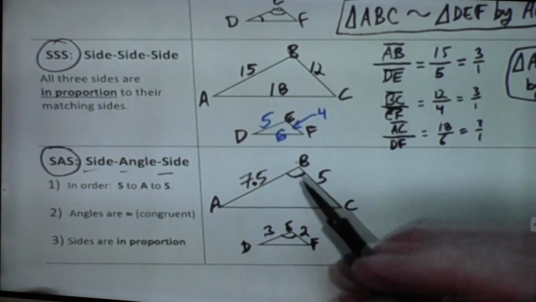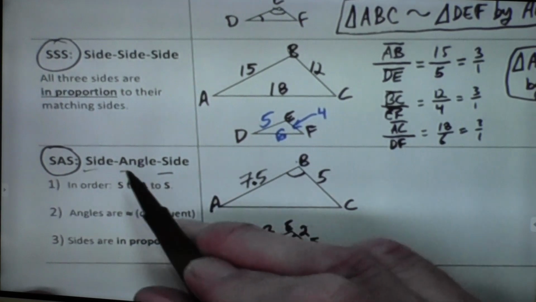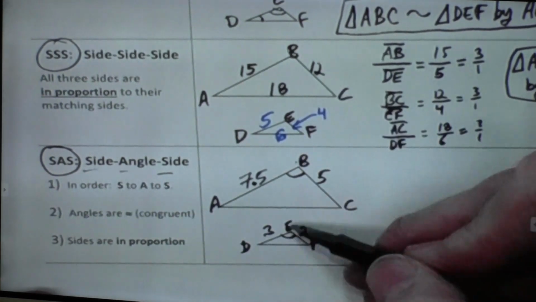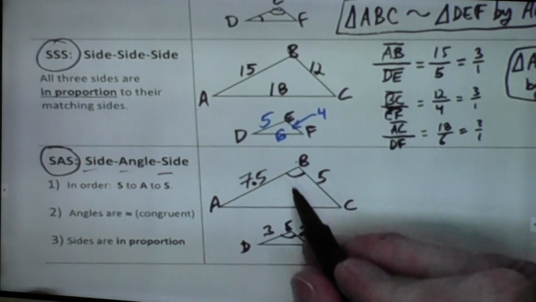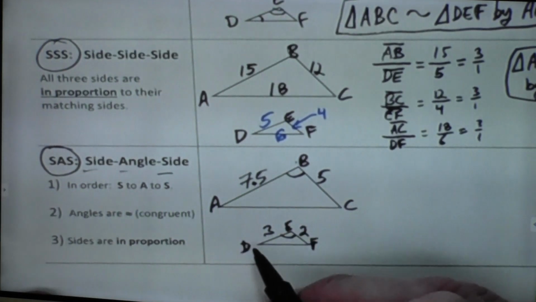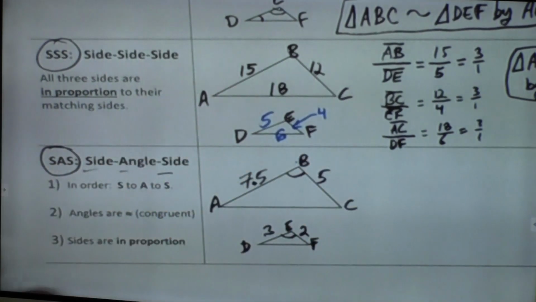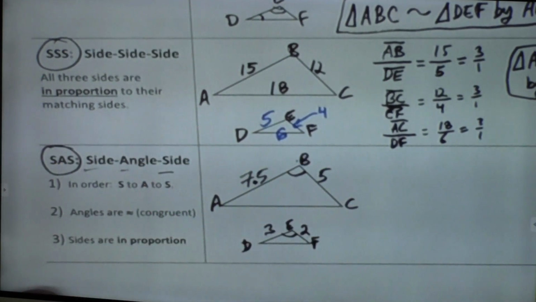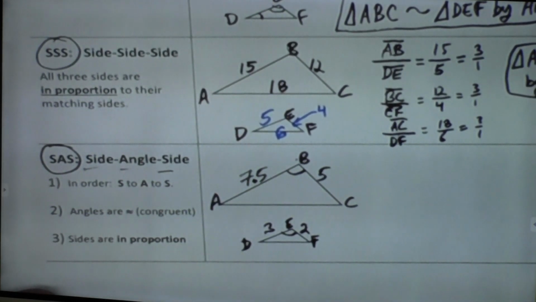Side, angle, side means going a side to an angle and then to the next side. So the angles that are the same have to be the angle in between the sides. So if instead of putting these arcs here, I put them for A and D, then I'd have angle, side, side, and that doesn't work for similarity. It does work for congruency. If anyone remembers back in middle school math, one of the proofs of congruency is you could do an angle, side, side proof. But you can't do that for similarity, only for congruency.